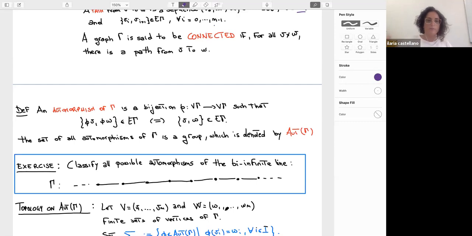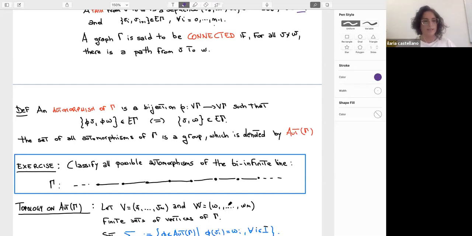So you have to keep edges in some sense in their position. You move edges around together with vertices. The set of all automorphisms of gamma is a group under composition because it's a subgroup of the group of permutations of vertices. And we denote this group by Aut(gamma).